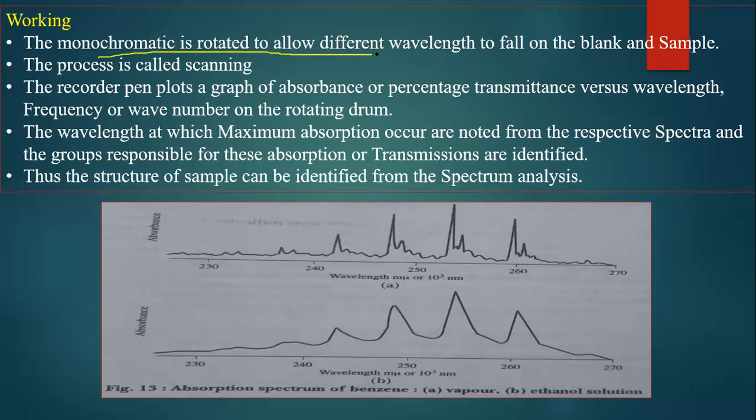the monochromator is rotated and it allows different wavelengths to fall on the blank and sample. Monochromator means your diffraction grating or prism that is rotating continuously with the help of a motor, and the same motor is connected to the drum where the paper is wrapped for recording purposes. So this motor will help to rotate the monochromator.